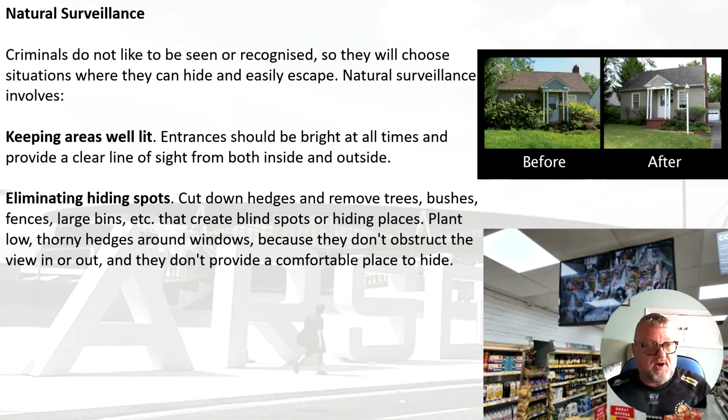Eliminate hiding spots, so CPTED doesn't like things like hedges and trees and bushes and fences and large bins which create blind spots or hiding places. CPTED instead would advocate planting low, thorny hedges around windows, because that way you don't obstruct the view out and they don't provide a comfortable place for the would-be criminal to hide.